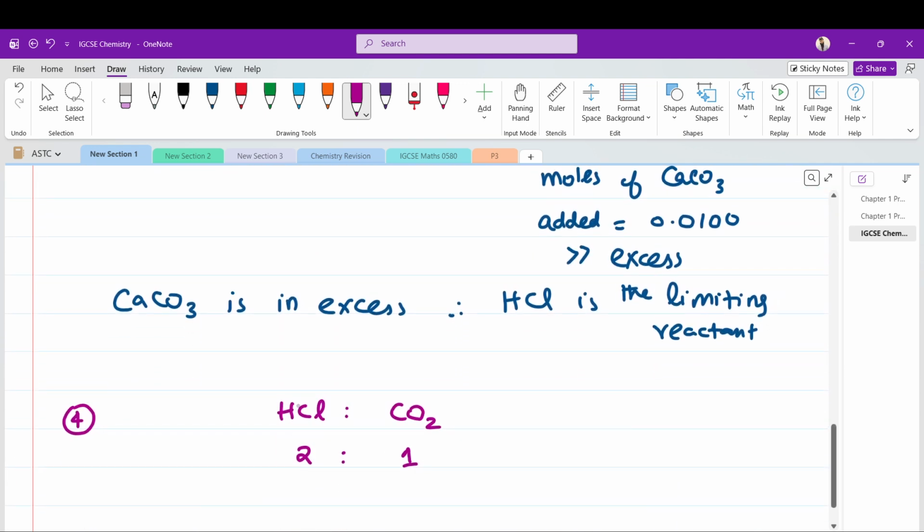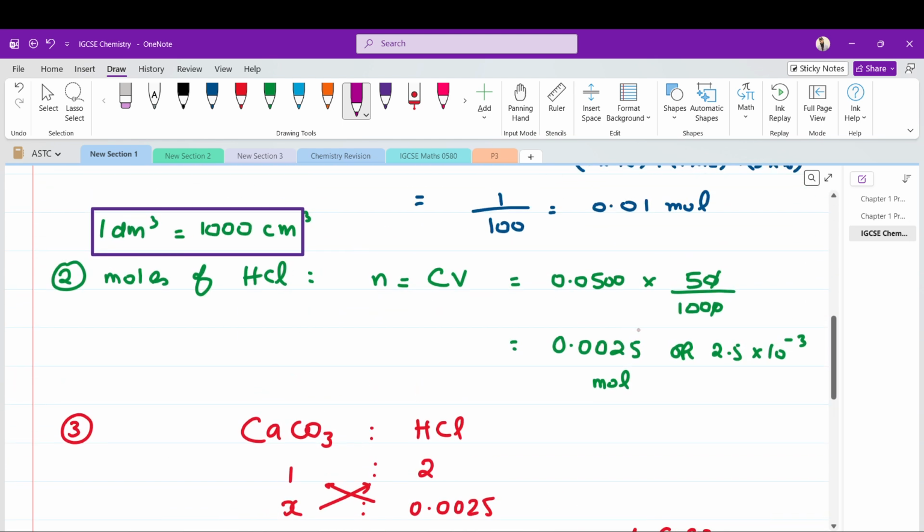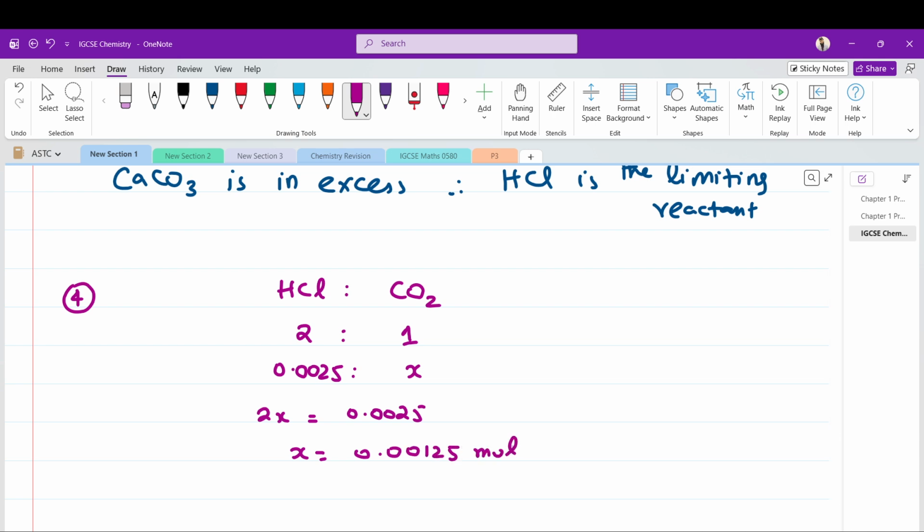Now, which moles of HCl am I supposed to use? The original one, the one which was in the experiment. This one. So this will be 0.0025, and this will be X. Cross multiply, so you get 0.0025. When you divide both sides, you will get 0.00125 moles. These are the moles of CO2.